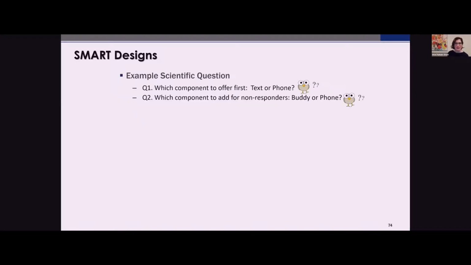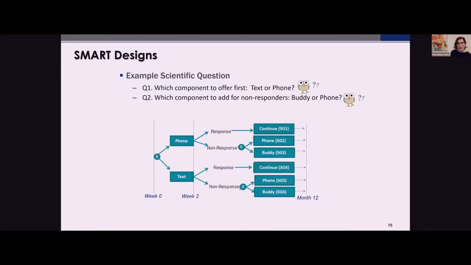So let's make it concrete. Remember these two scientific questions? We don't know how to intervene at week 0, and we don't know how to intervene at week 2 among non-responders. So what do we do? We can randomize participants initially to the 2 components, either phone coaching or text messages. Notice, instead of delivering a particular intervention at week 0, we're randomizing to either phone coaching or text messages. Why? Because we don't know how to intervene. That's why we randomize, right? So the randomizations are tied to your scientific questions. And this randomization is tied to the first scientific question, which component to offer first.